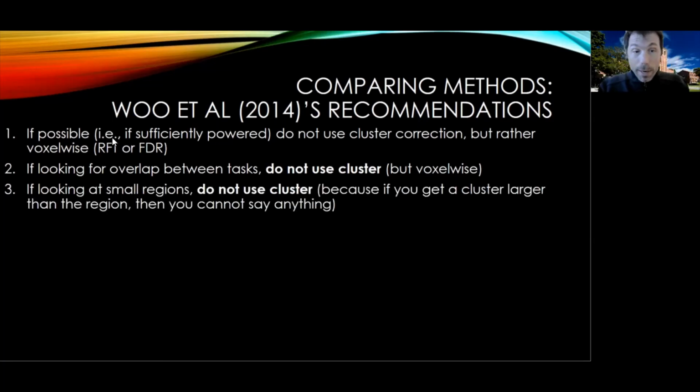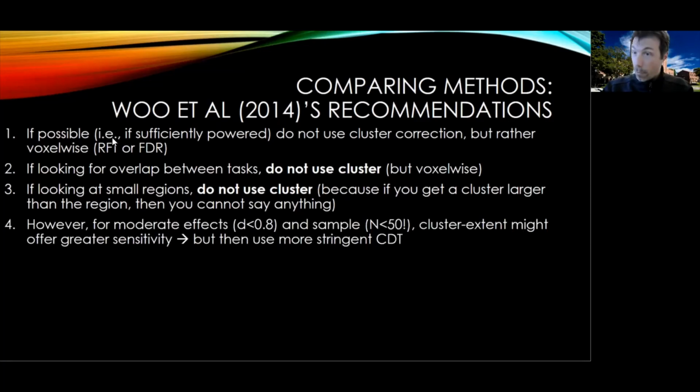If you're looking at small regions, you probably don't want to use cluster correction. Because if by any chance you get a cluster larger than that region, then you can't conclude much out of it. Maybe if you have a specific hypothesis about the amygdala, maybe you want to do a small volume correction instead, or something of that sort, or an ROI analysis, even better.